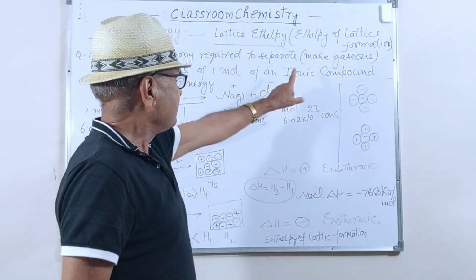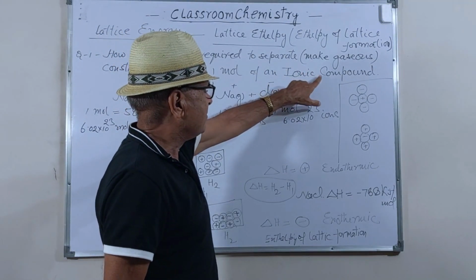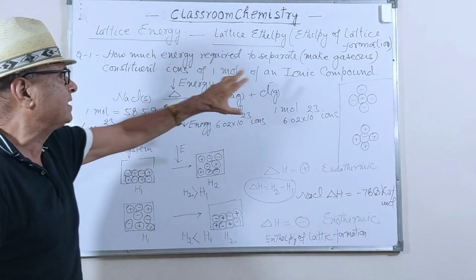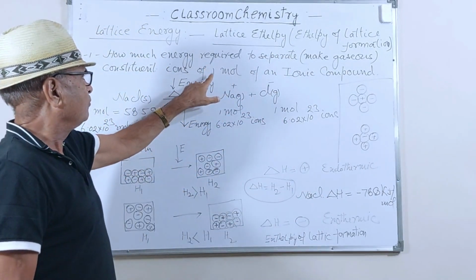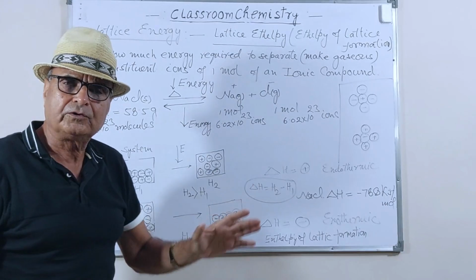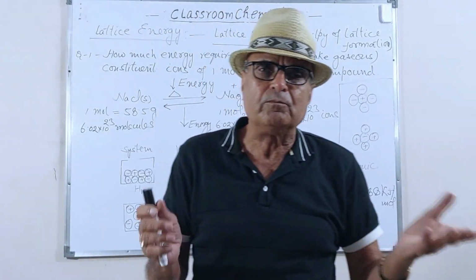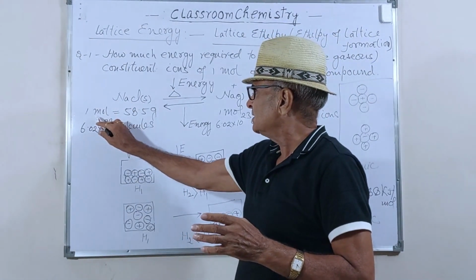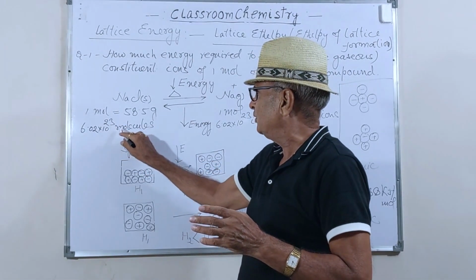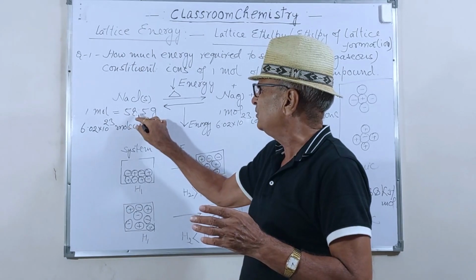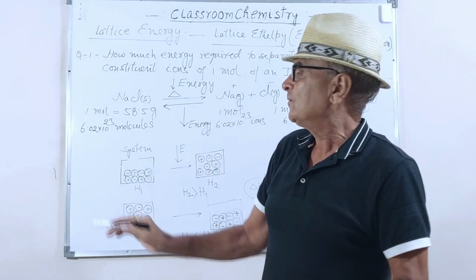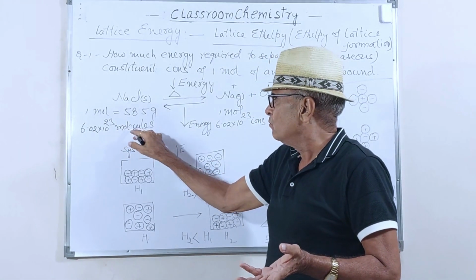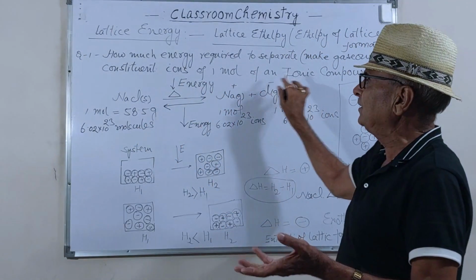For the ionic compound, I have taken the example of NaCl. NaCl is an ionic compound. Then there is 1 mole of the compound. You are very familiar with the mole concept: 1 mole has 6.02 into 10 to the power 23 molecules, and it is also equal to the molecular weight of the compound. So there are 6.02 into 10 to the power 23 molecules in 1 mole of an ionic compound.